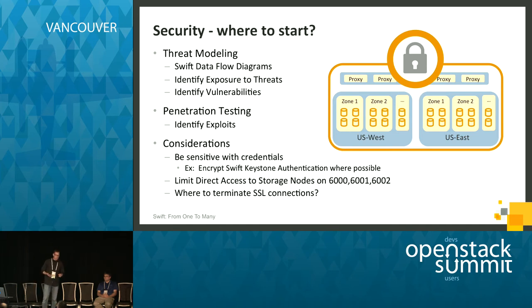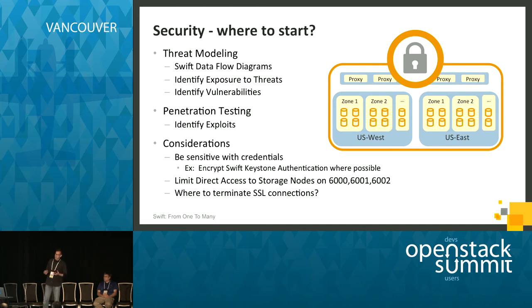Some of the considerations we thought worth mentioning in this process: be sensitive with your credentials. For instance, if you're using deployment automation to deploy Swift, you might want to think about encrypting the Keystone credentials stored in the proxy config in your deployment automation. Once you deploy Swift, Swift is locked down, so only authorized people can go to the proxy to look at that config. Also, limiting direct access to your storage nodes. If you're storing customer data, obviously data is very sensitive. You don't want the wrong people to get that data. So you might want to think about limiting direct access: who can have access, which machines, which nodes, which people can have access to those storage nodes.